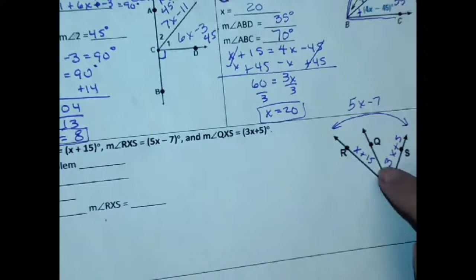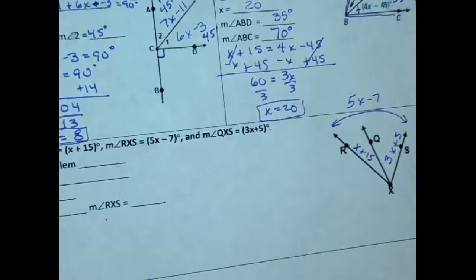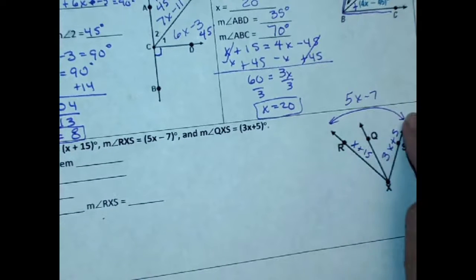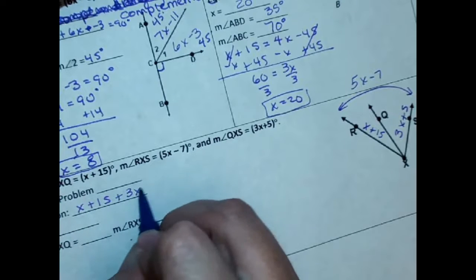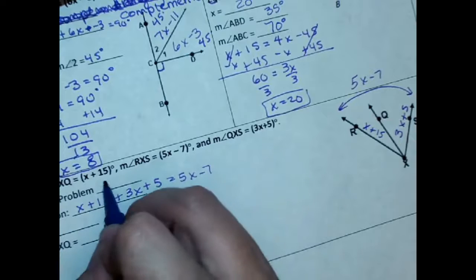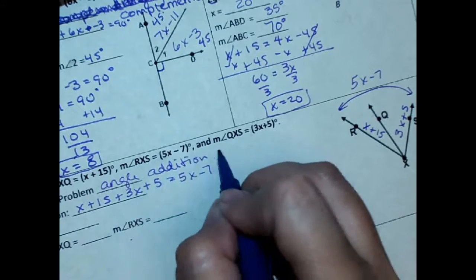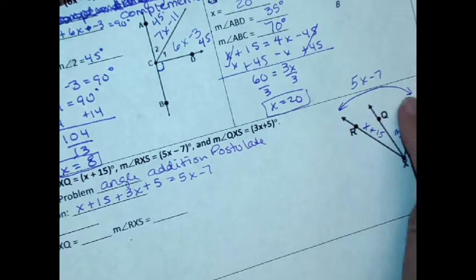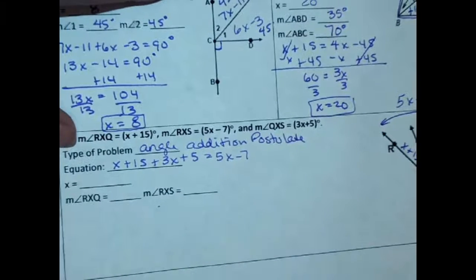Since I don't know this is exactly in the middle, I don't know that those are equal, I don't know that it's 90, I don't know that it's 180 or anything, so all I know is that the little one plus the little one equals the big one. So that's going to be my equation here. And I'm using the angle addition postulate, so I'm going to write that here. That says the small one plus the small one equals the big one. So write your equation out down here and work that out. Pause the video while you work it.